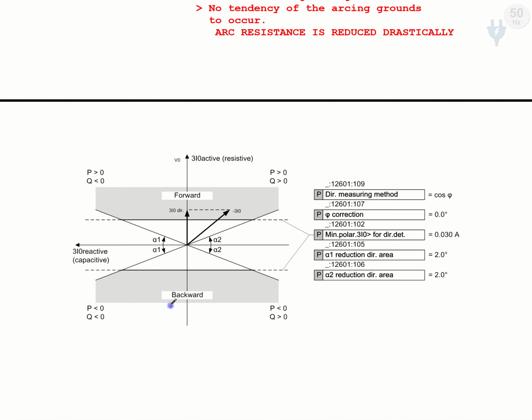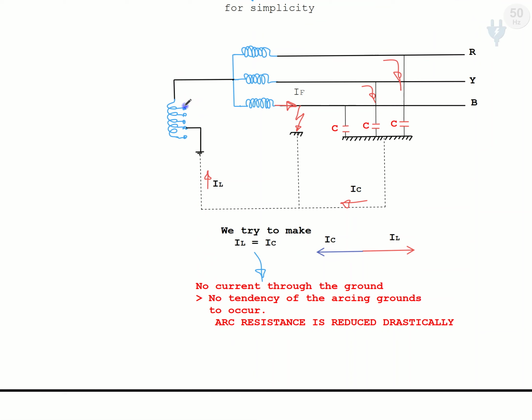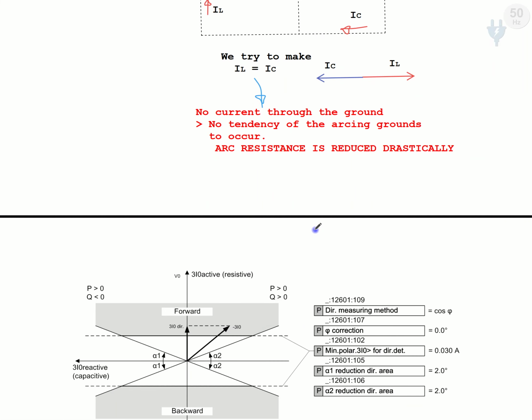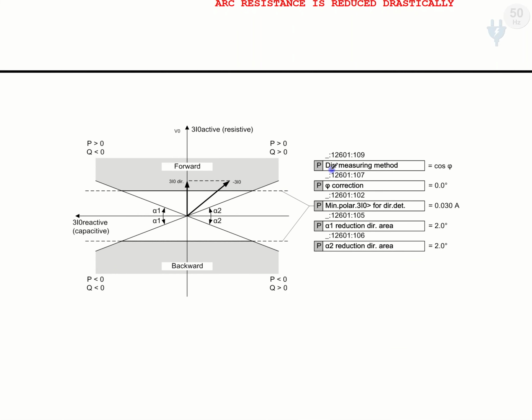In the next session of our discussion, we will discuss the case where our system is resistive grounded or isolated. We will discuss what the setting should be, what the direction measuring method should be, and what the phi correction should be.